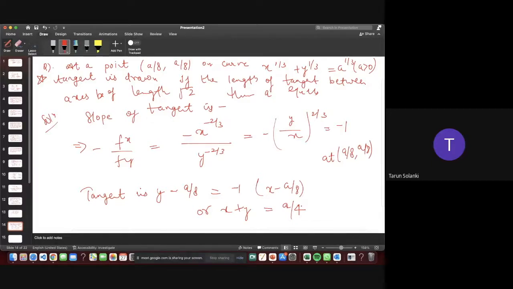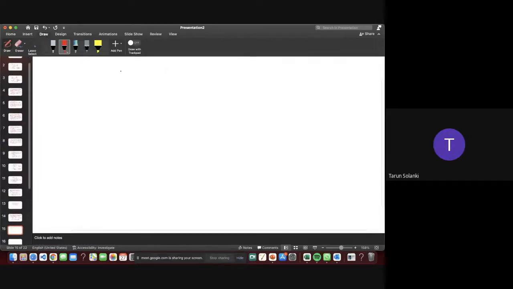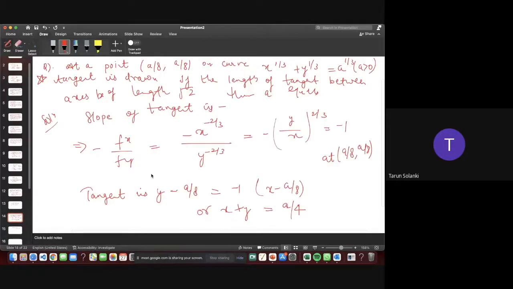Right? So now if we go for its intercepts on the axes, a is equal to this a by 4, and similarly b will be a by 4, right? So for the point a by 8 as well as the second point, which is also a by 8, on the curve, the given equation is x to the power 1 by 3 plus y to the power 1 by 3 is equal to a to the power 1 by 3, where the condition is a greater than 0.